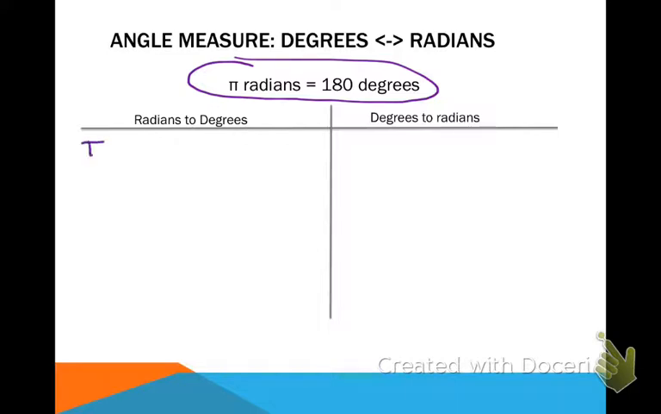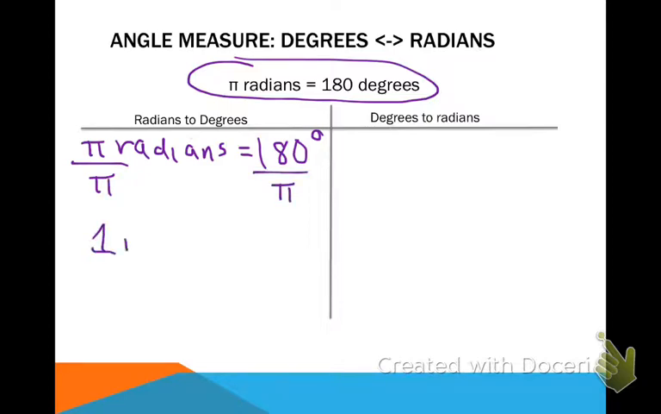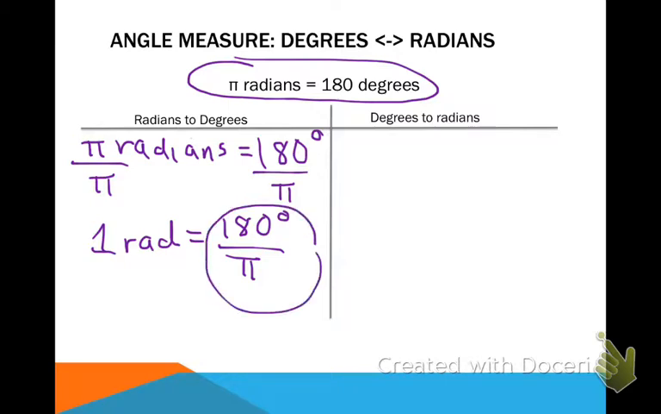So let's say that you have a number of radians and you want to convert that to degrees. So we take our known fact, pi radians is 180 degrees. Now we want to know what is 1 radian. So divide out the pi. We get that 1 radian is equal to 180 over pi degrees. So there's your conversion factor for converting from radians to degrees.